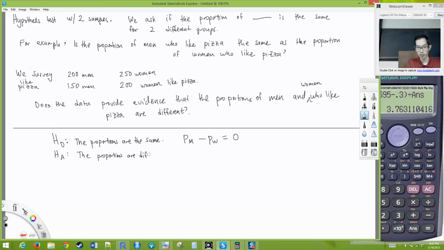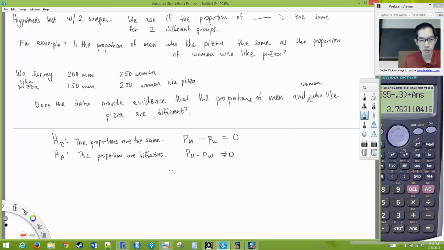So we'd have the proportion of men minus the proportion of women not equal to 0. Okay. Pay attention to this example also, because you might see something like this.